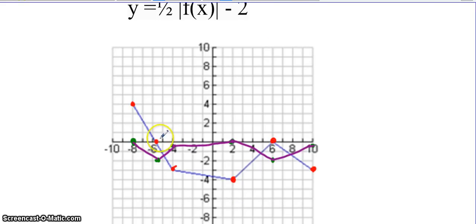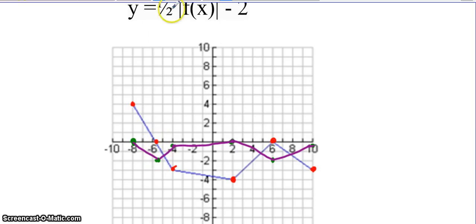Okay, so now remember, with absolute value, we need to pay attention to the turning points, but we also need to pay attention to the x-intercepts, because they could, or they probably will, play an important role. So this point here, I take the absolute value of it, it's still positive. I multiply by 1/2, it goes down to 2, and then I subtract 2, and it goes to 0. This point here, take the absolute value, it's still 0. Multiply by 1/2, the y value is still 0. Then I go down 2.